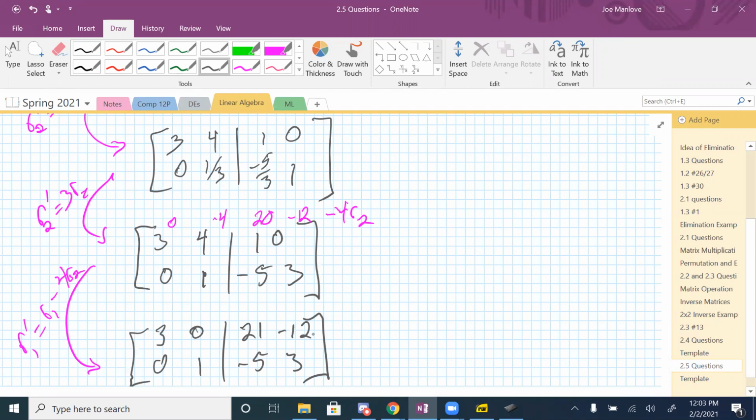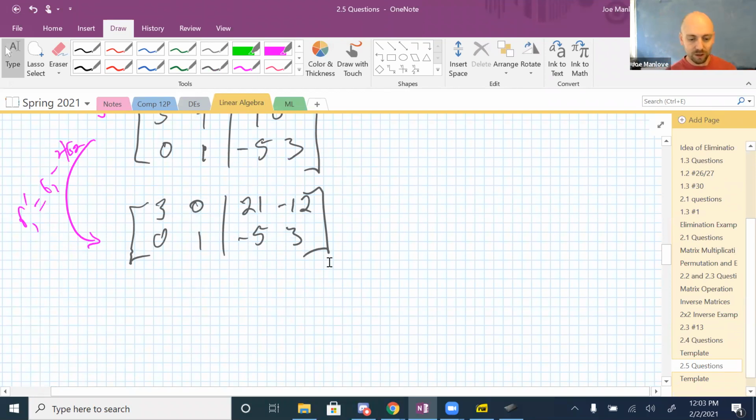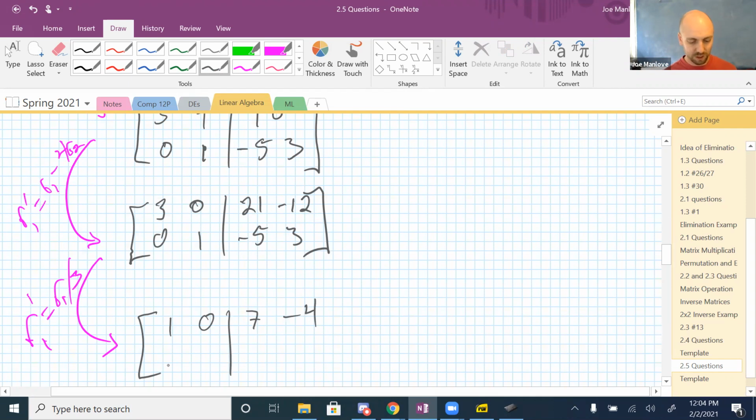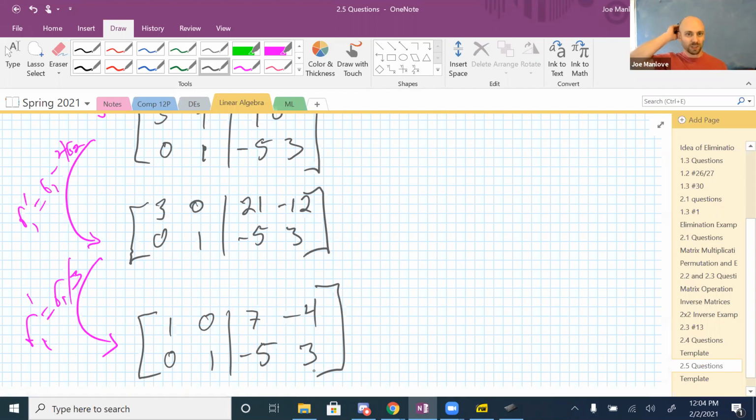The 3 a 1. Good. So I'm just going to take my top row. So the new row 1 is going to be the old row 1 over 3. Really, that should be times a third, but I'm kind of lazy. So I'm going to get 1, 0, 7, negative 4, and 0, 1, negative 5, 3. Guys, good with this?